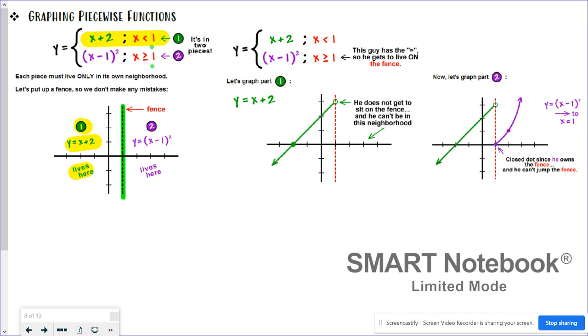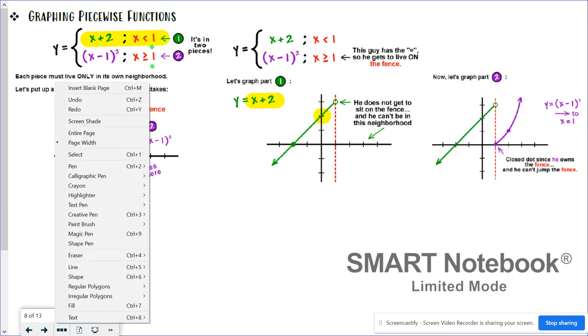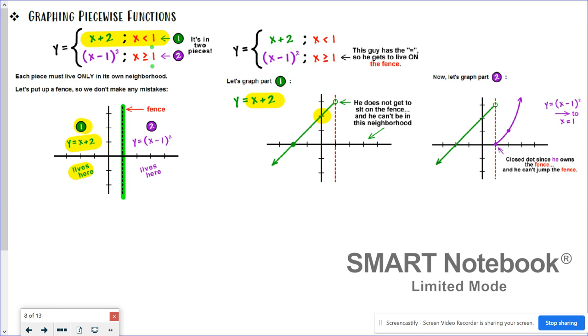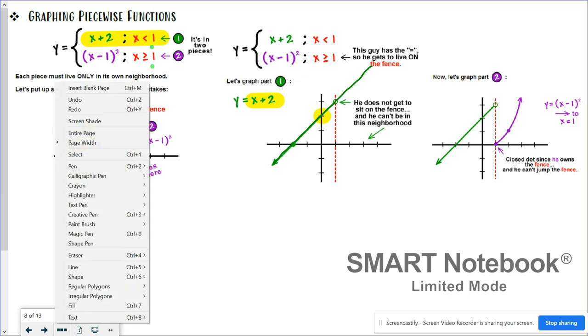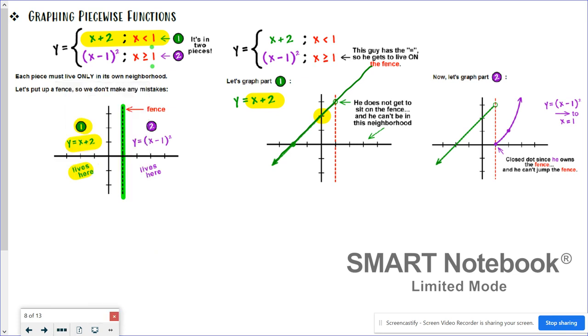And so then we need to graph that piece. So it is a line. So what that means is we are going to start at 2 on the y-axis, because we always start on the y-axis. And since the slope is 1, we're going to go up 1, right 1, okay? So they're not showing the entire line here. But honestly, whenever I'm graphing piecewise functions, I will graph my entire line, okay? And then I will erase the part that's in the wrong neighborhood. So that would be this right here, okay?